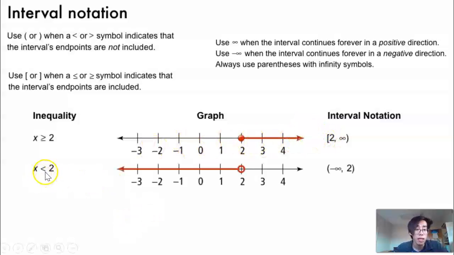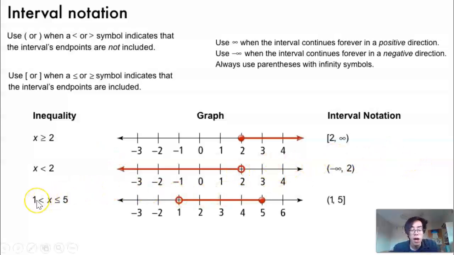Okay. x is less than 2. So that's going to be an open dot going forever towards the negative direction, negative infinity, okay? So remember when we write interval notation right here, we always read from left to right. So it's going to be negative infinity, parentheses, and 2, parentheses, right? Because this is an open dot. All right.